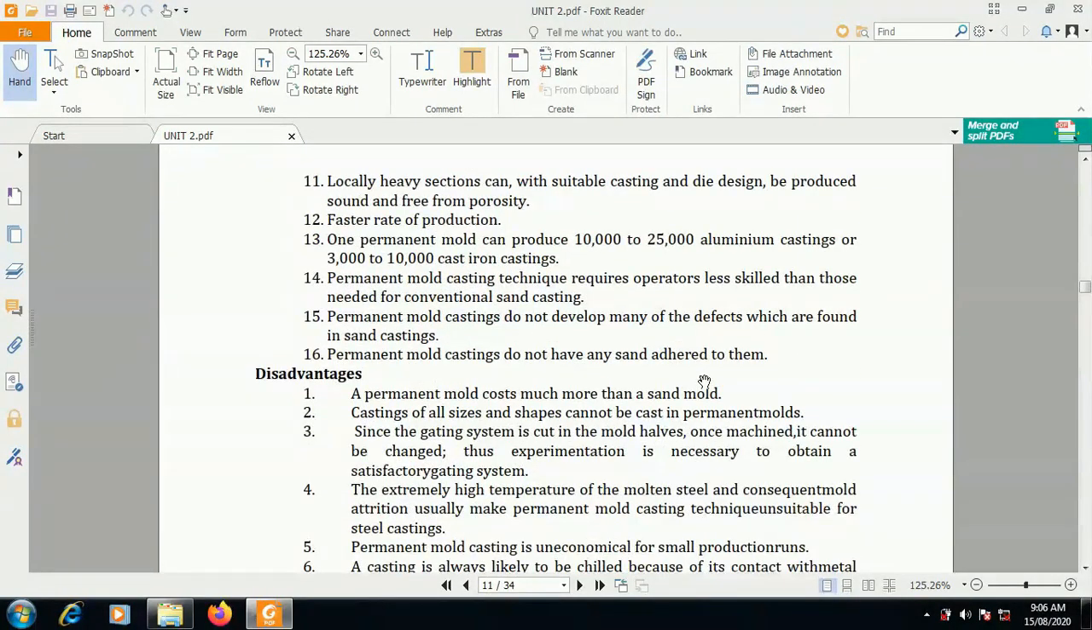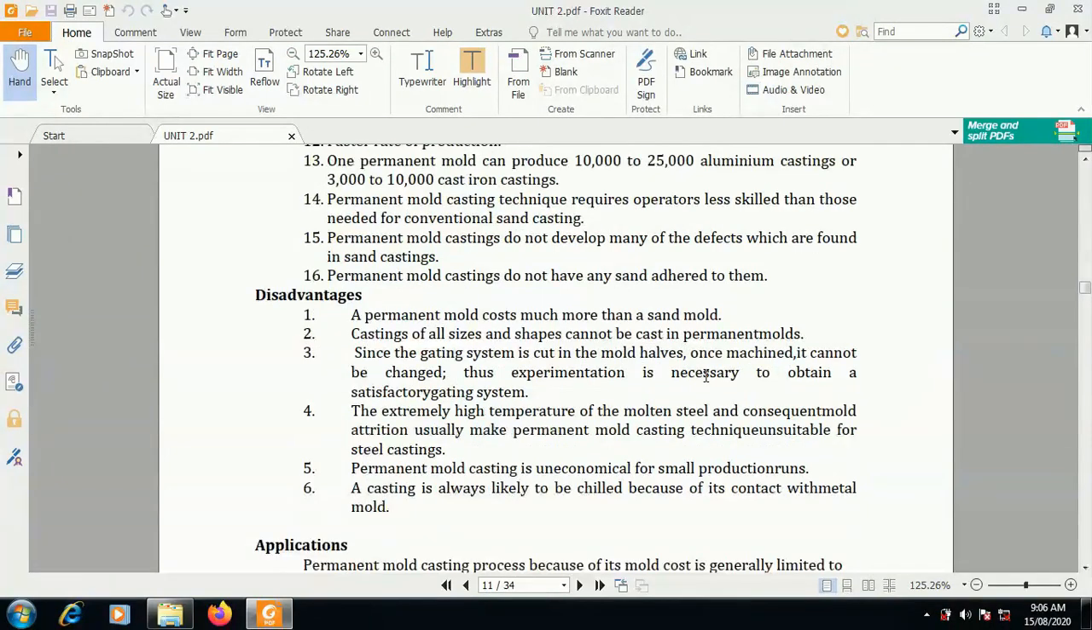Next one is the disadvantages. Cost is more because the mold is made of metal. If in future there is a change in the gating system or in the mold cavity, it is very difficult to make those changes, because all the materials we have discussed in the manufacturing of the permanent mold are hard and brittle, and machining of those materials is difficult using conventional machine tools.